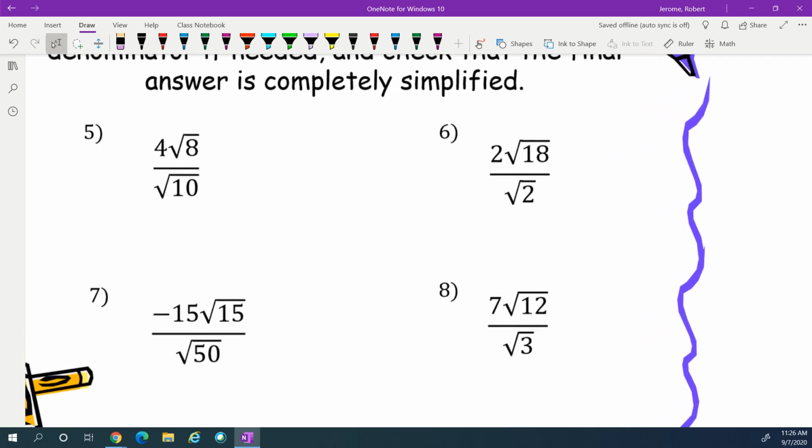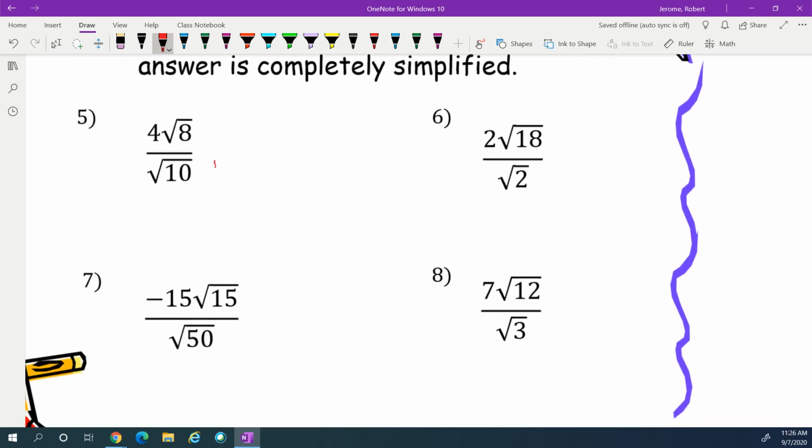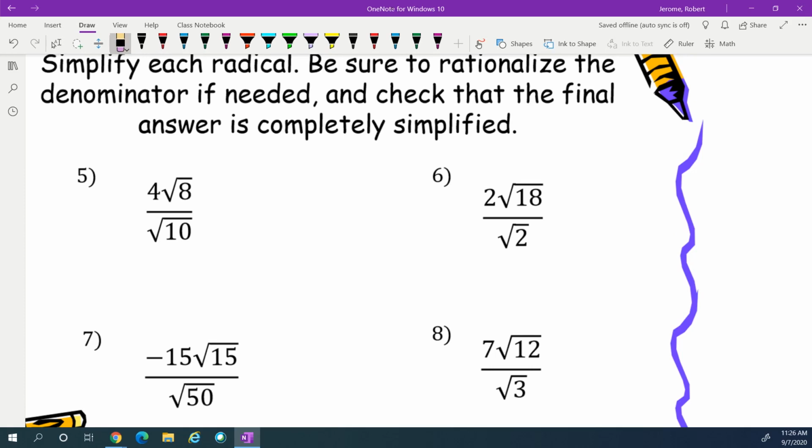Let's take a look at number 5 here. So number 5, we have a radical in the denominator. What are we going to do? Rationalize. So, sorry about that. So we're going to rationalize that, multiply top and bottom by the radical. So 4 square root 80 over just 10. Because this is the square root of 100, which is 10.